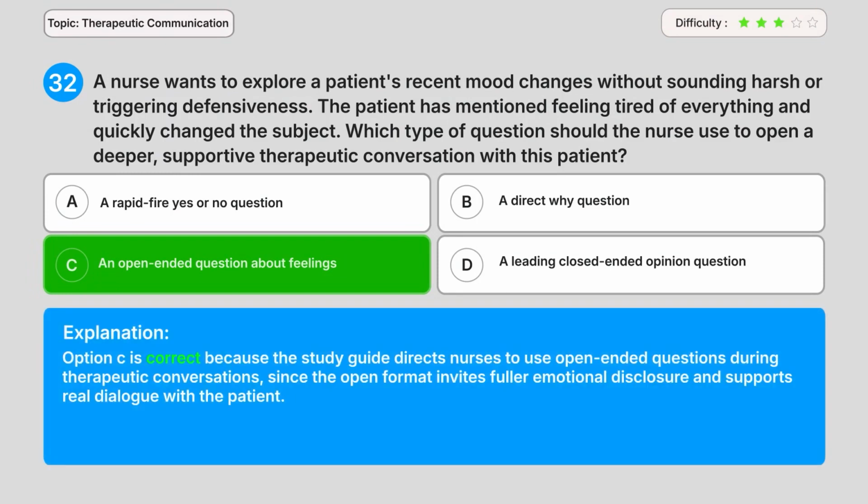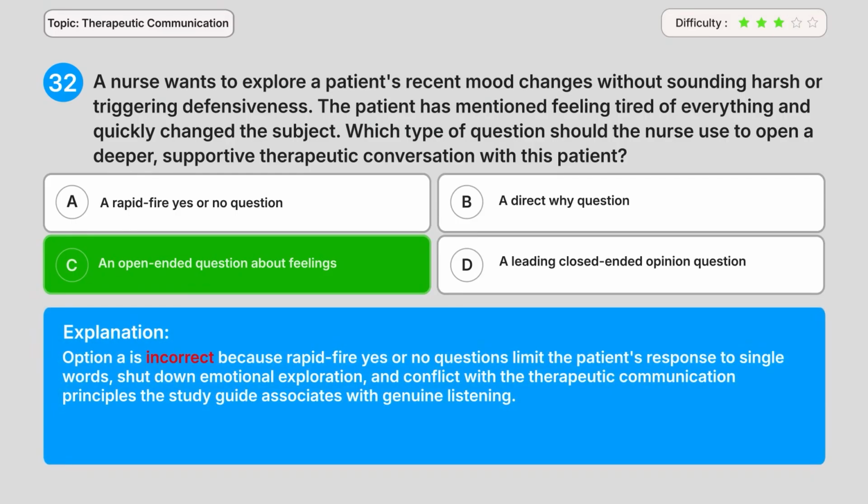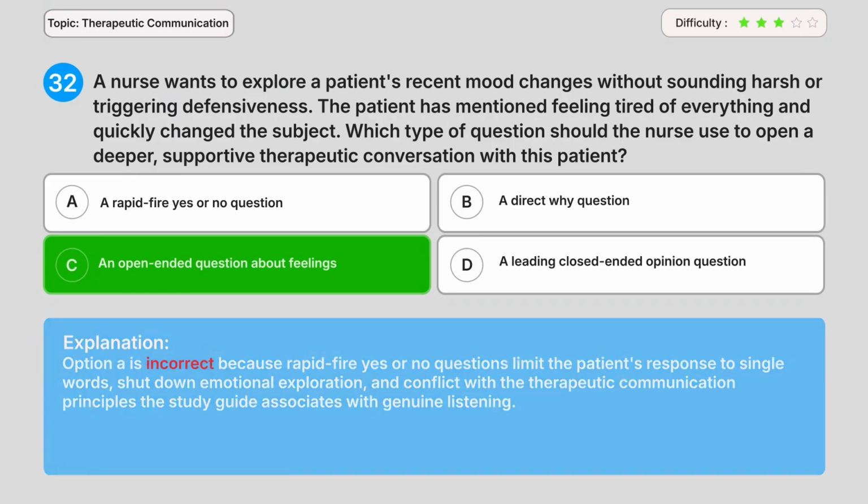Option C is correct, because the study guide directs nurses to use open-ended questions during therapeutic conversations, since the open format invites fuller emotional disclosure and supports real dialogue with the patient. Option A is incorrect, because rapid-fire, yes or no, questions limit the patient's response to single words, shut down emotional exploration, and conflict with the therapeutic communication principles the study guide associates with genuine listening.